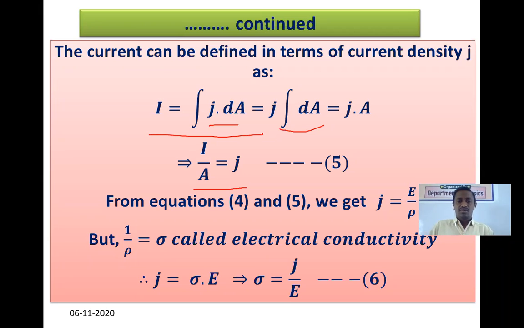Now put this value of J equals I by A in equation number 4. Let us see equation 4.